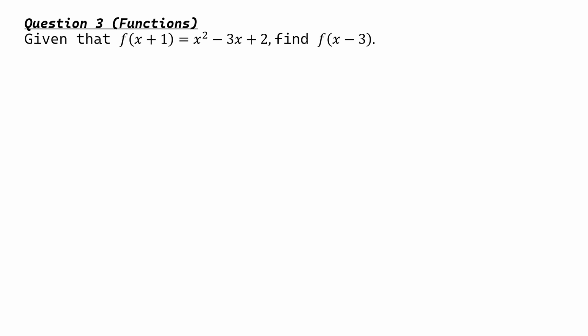Now let's try the third question. Given that f of x plus 1 equals x squared minus 3x plus 2, find f of x minus 3. You can clearly see that this question is on functions. So how do we solve it? Simple. To get x minus 3, someone will say subtract 4. And that person will be right.